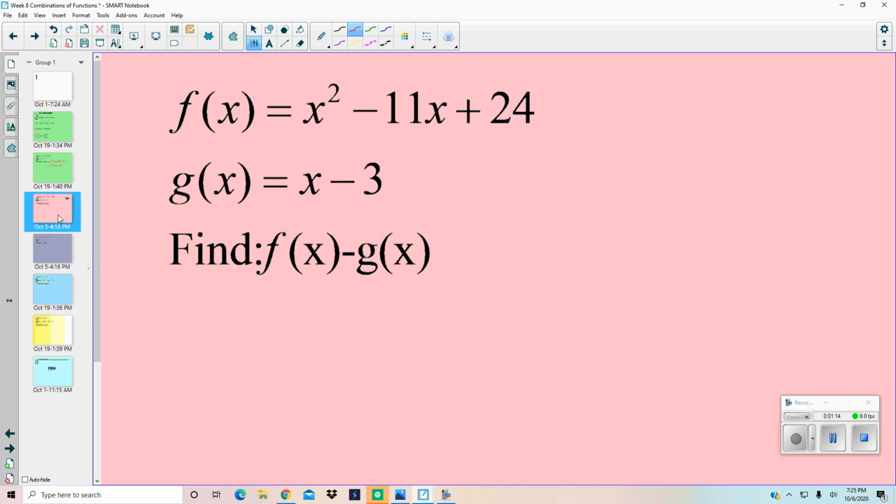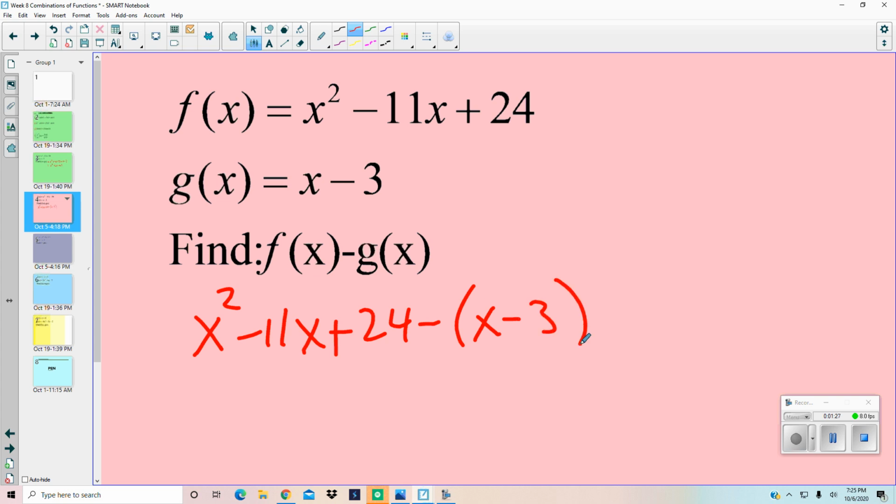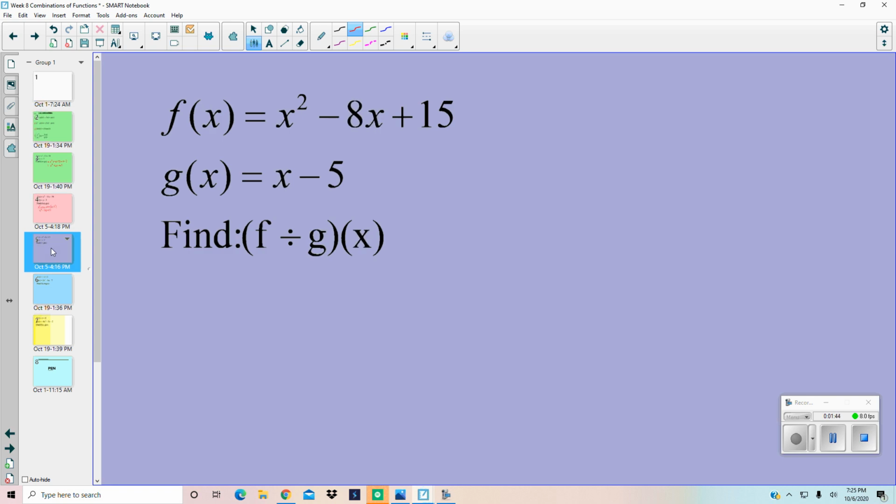When you subtract, just make sure you put g in parentheses, so you distribute that negative. So this is going to become negative, positive. There you go.